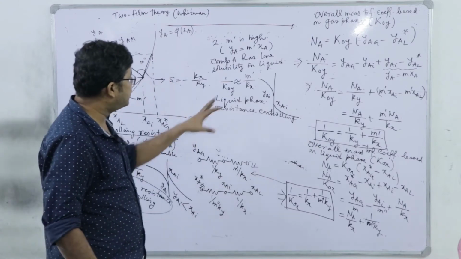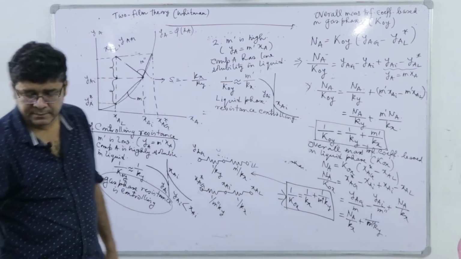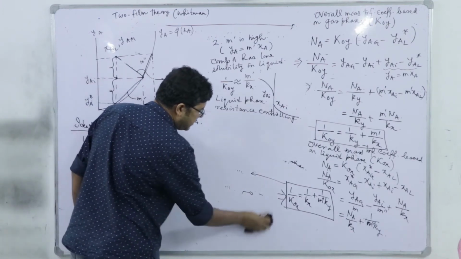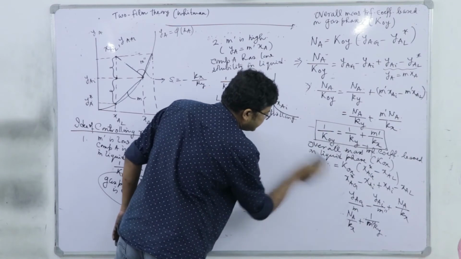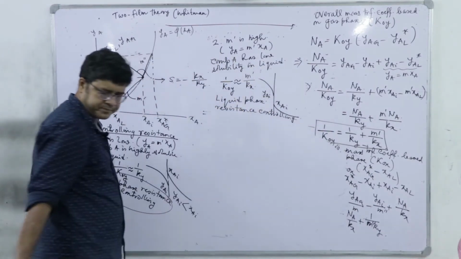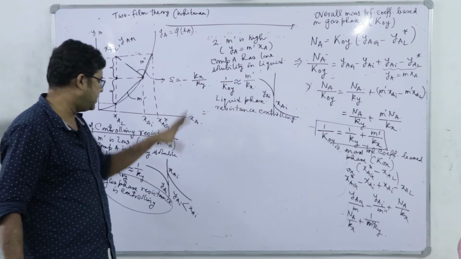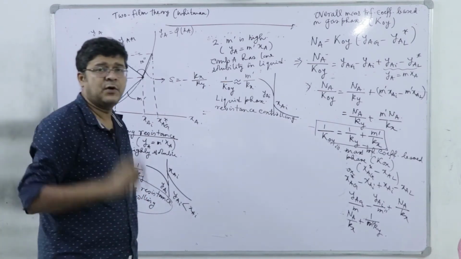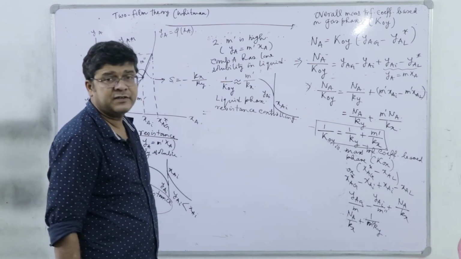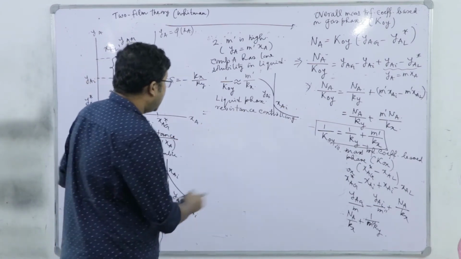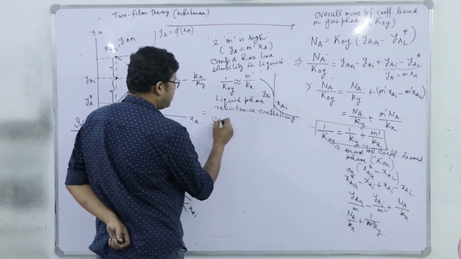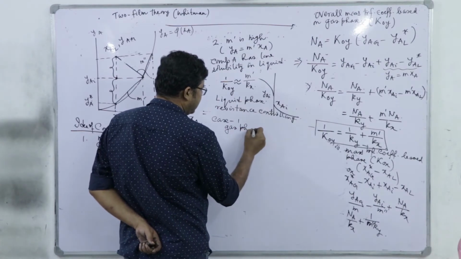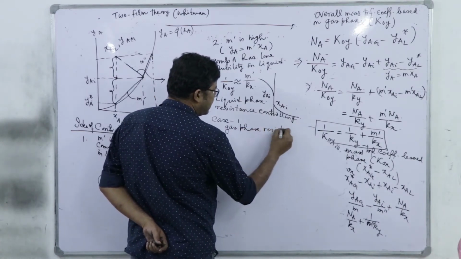Now, how we can improve this situation in real life? This is very, very important. This is a very basic understanding. You see, so far we have, in order to determine which one is the controlling resistance, we have only focused on M, not individually on Kx and Ky. Now, case 1, gas phase resistance controlling.